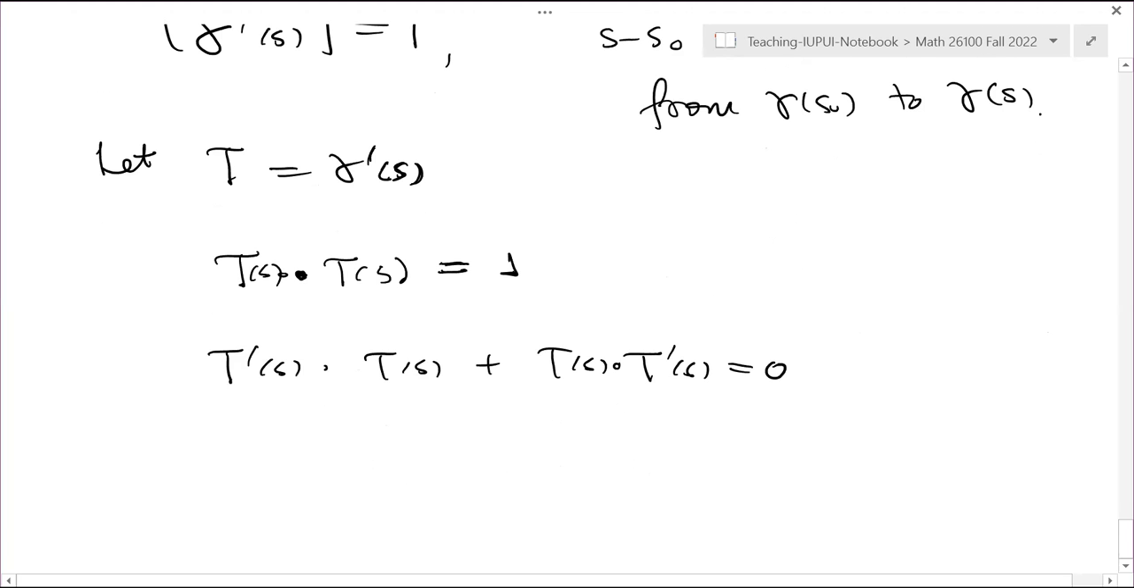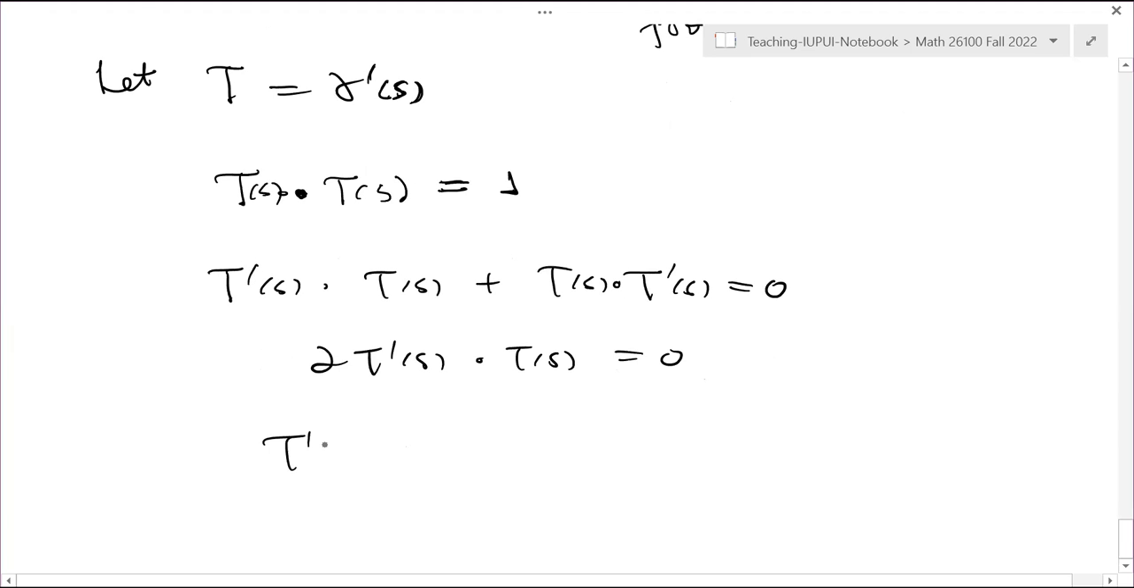Since the dot product is commutative, those 2 terms combine into 1. That's going to be 0. So that implies it's perpendicular to the tangent vector. Okay? So think about that, right?